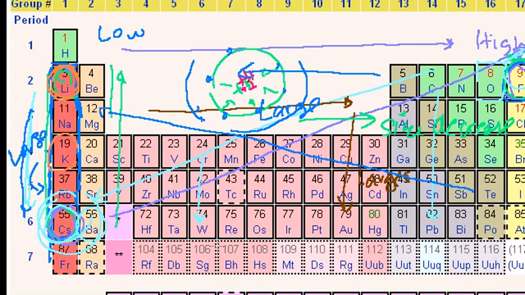Although in general, the things that are in a lower period will have a larger size than most things in a higher period, regardless of what group it's in. But the general trend within a group, the higher the period number, the larger the atom. Within a period, the more protons you have, the smaller the atom.